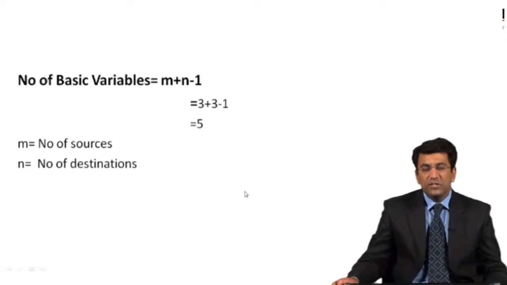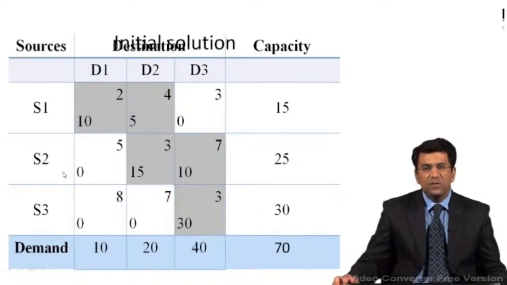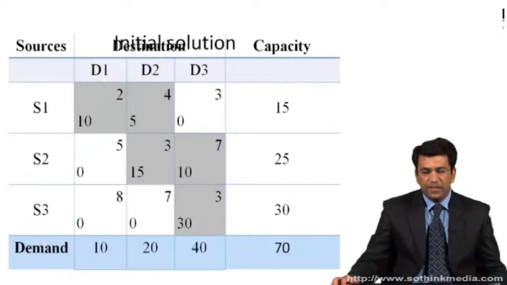So class, you must remember that we have talked about a formula, that is m plus n minus 1, where m is the total number of sources or the number of rows, and n is the total number of columns or the total number of destinations. In this case m and n both are 3, so 3 plus 3 minus 1 is equal to 5. So this 5 indicates that at least 5 cells in our table should be filled. So you can see 1, 2, 3, 4, 5, these are the 5 cells which are filled, to which we have given some quantity, while the other cells are empty.